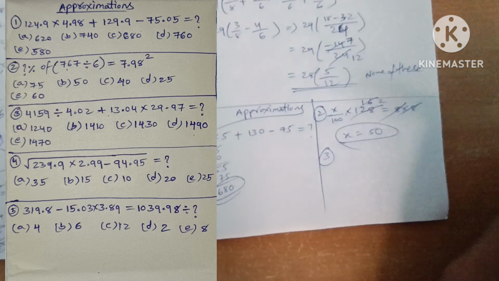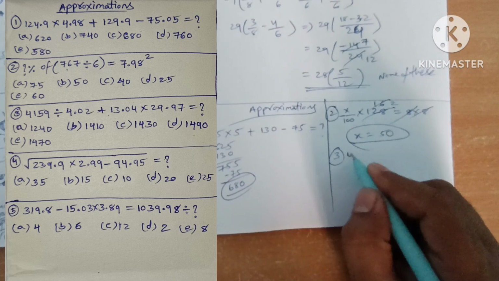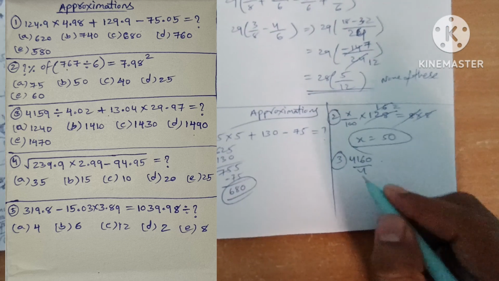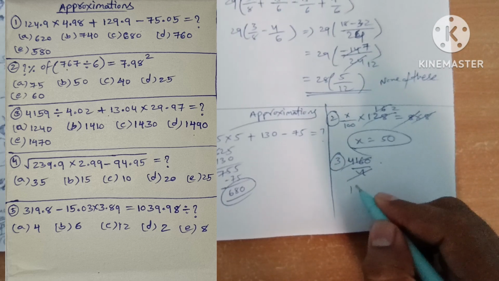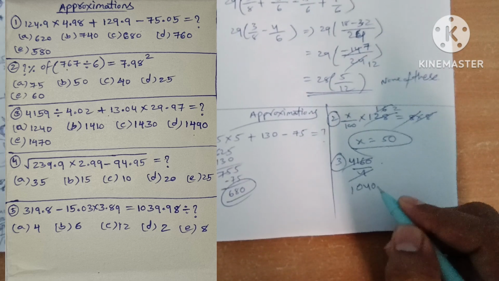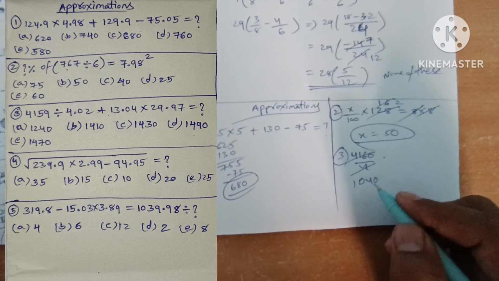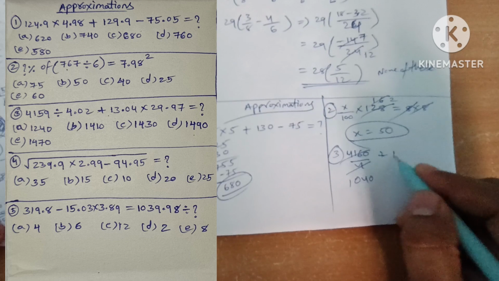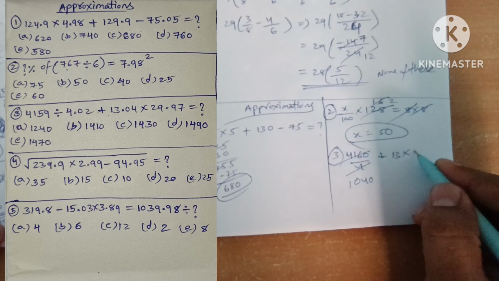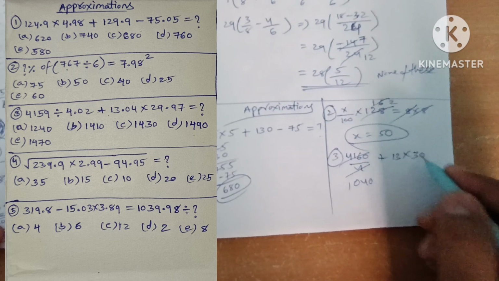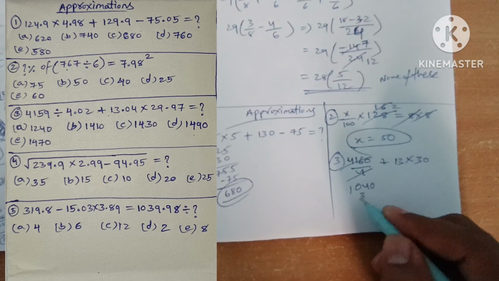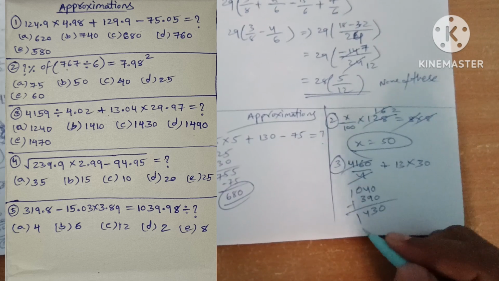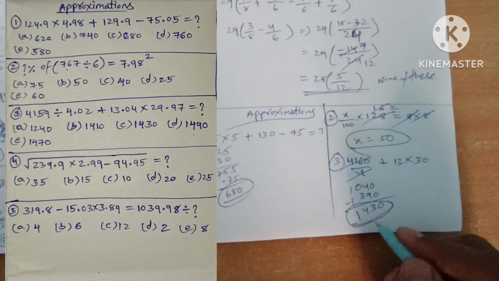Third one: 4150 means 4160 divided by 4.02 means 4, which is 1040. 1040 plus 13.04 means 13 into 29.97 means 30, which is 390. So the total is 1430. This is our answer.